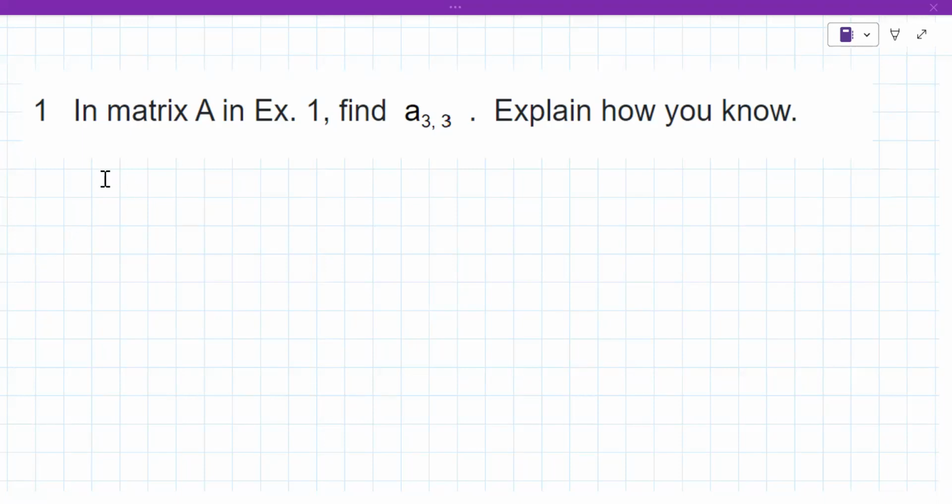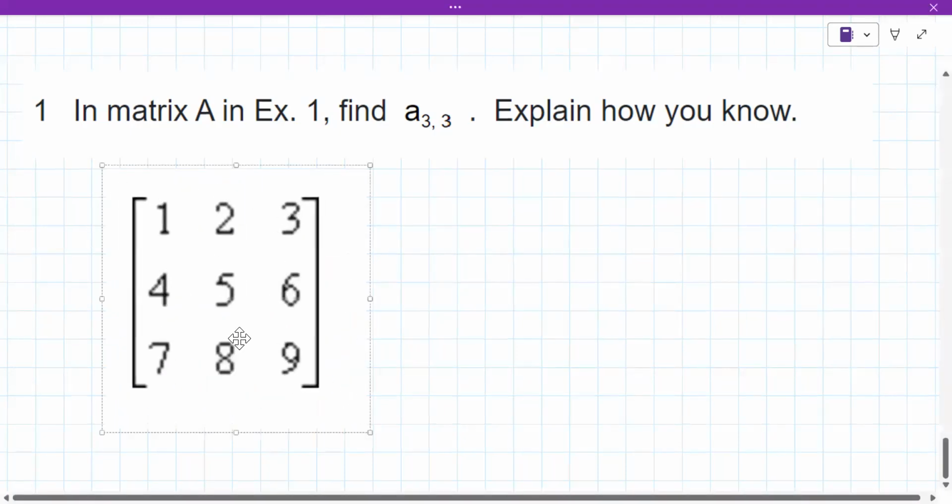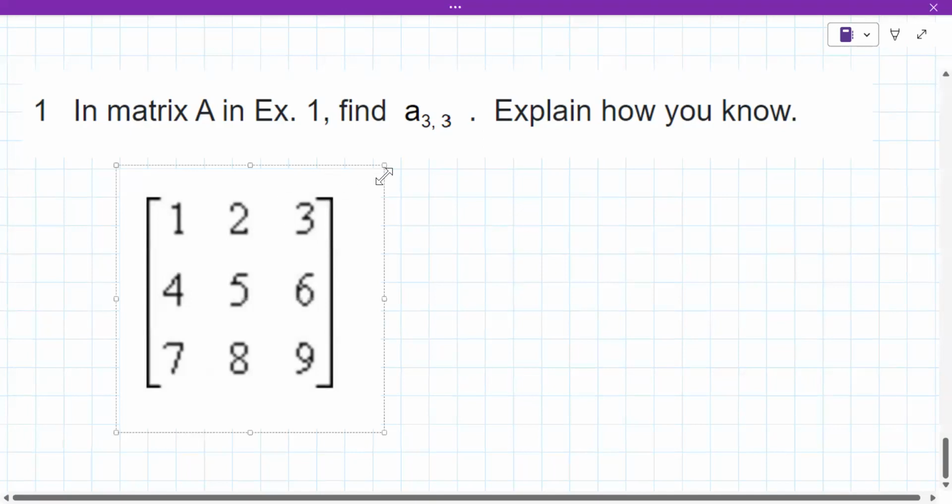All right, let me know when you're ready. Okay, yeah, I'm ready. Let's do this. All right. So have you seen matrices before? I think once. Once, okay.